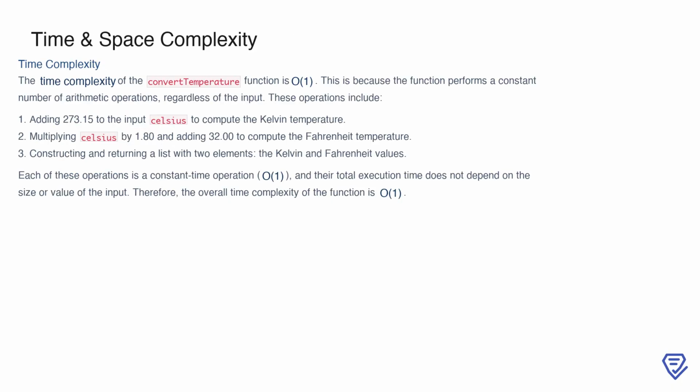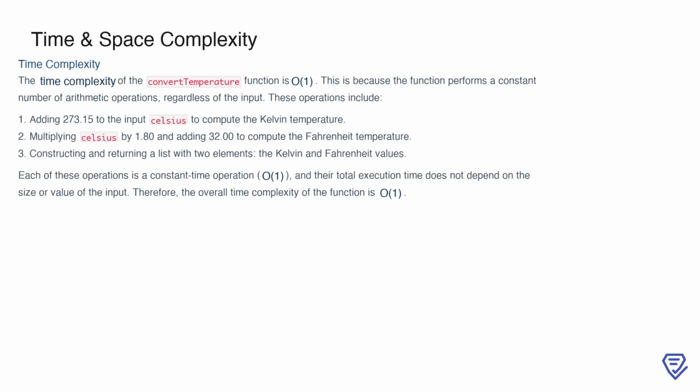Here, we analyze the time complexity of the convertTemperature function. The time complexity is O(1), because the function performs a constant number of operations, regardless of the input value. Specifically, it calculates the Kelvin temperature by adding 273.15 to the input Celsius, computes the Fahrenheit temperature by multiplying Celsius by 1.80 and adding 32.00, and then creates a list containing these two results. Each of these steps is independent of the size or value of the input, meaning their execution time remains constant. Therefore, the overall time complexity of the function is O(1), as the number of operations does not increase with the input size.